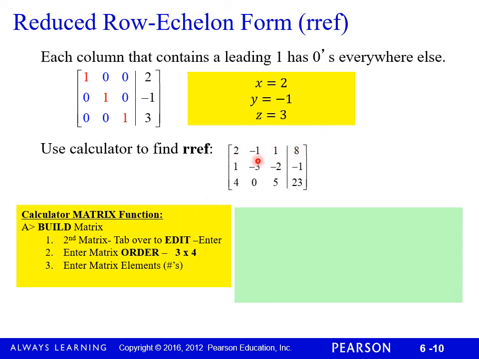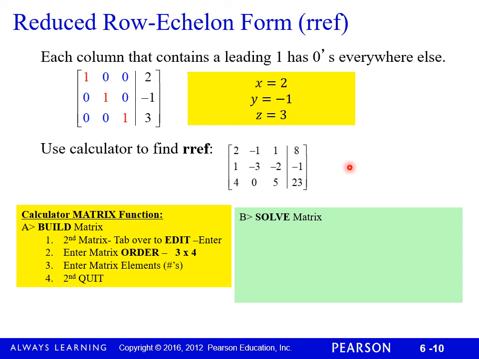Now it's going to ask you to enter each of the elements, and it'll start at the upper left and go across. So you're going to hit 2, enter, -1, enter, 1, enter, 8, enter, 1, enter, -3, enter, -2, enter, -1, enter, 4, enter, 0, enter, 5, enter, 23, enter. You have now built your matrix, and so we need to get out of there. So hit the second button and then hit the quit button. Okay, so you built the matrix, we go back out and we start all over again.